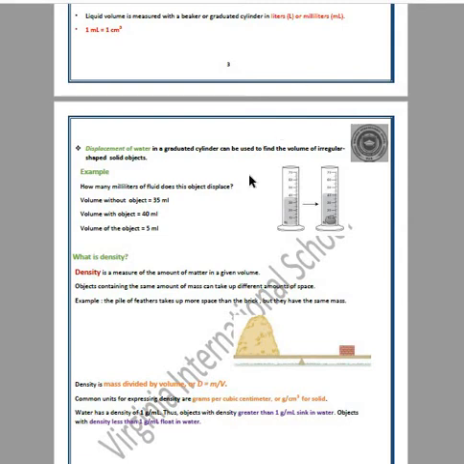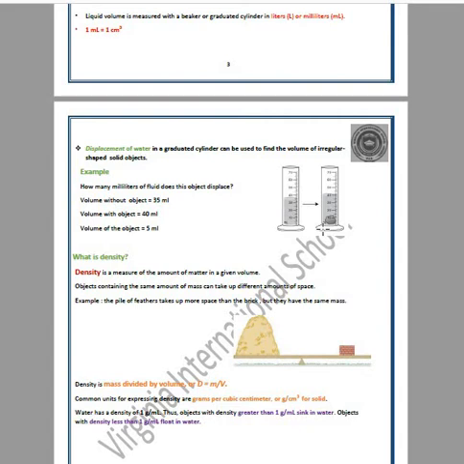As you can see here, the volume without the object is 35 milliliters, and the volume with the object is 40 milliliters. So by subtracting 35 from 40, we get 5 milliliters, which is the volume of the irregular shape, or the volume of this stone.